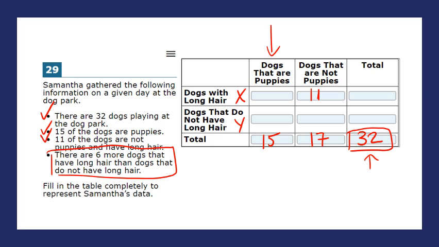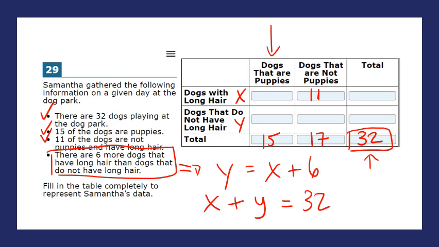So the statement again says there are 6 more dogs that have long hair than dogs that do not have long hair. If I were to create an equation that this statement describes, we know that there are 6 more dogs that have long hair, so X plus 6, compared to the dogs that do not have long hair. So this is an equation that I can create to fit that description. Now, another piece of information that I know from the very beginning is that no matter what, when I add these 2 categories together, I'm going to get 32 dogs in total. So nothing more, nothing less than 32 dogs at this dog park.